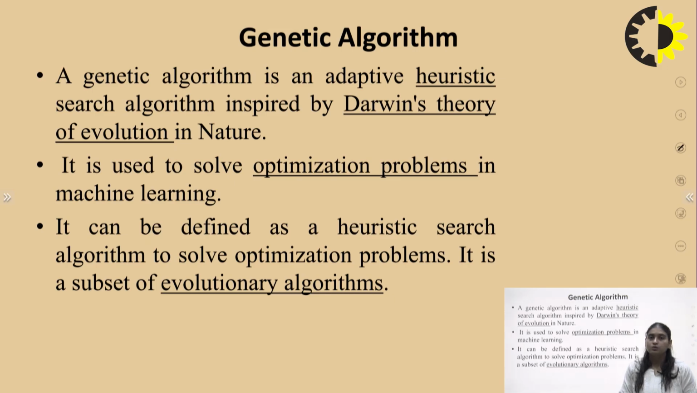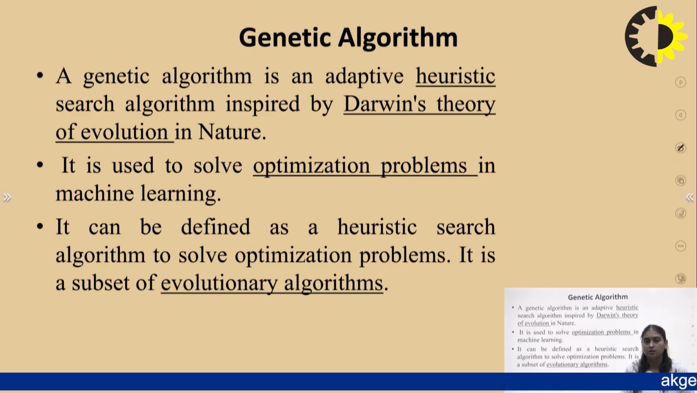So genetic algorithm is an adaptive heuristic search algorithm. Now, what does heuristic mean? Heuristic is the knowledge which we have about the domain. So if we already have some knowledge about the domain, that is the heuristic algorithm. It's a heuristic algorithm inspired by Darwin's theory of evolution in nature. We all know Darwin's theory of evolution in nature.